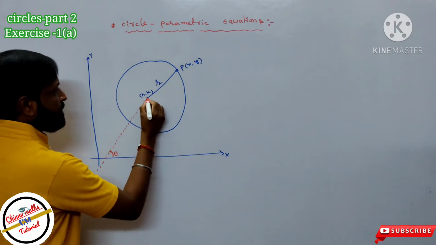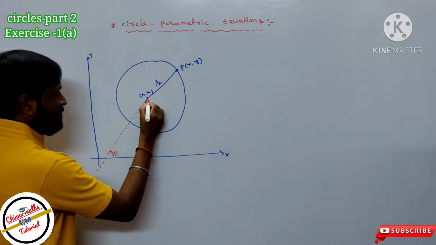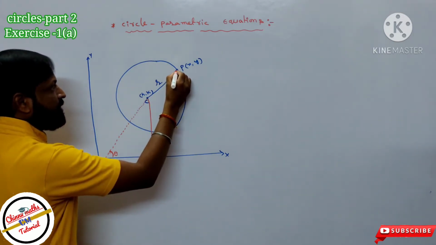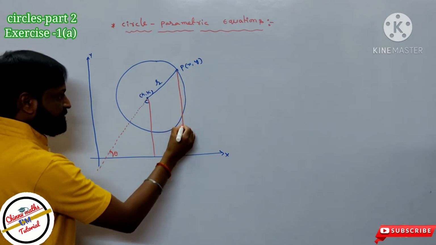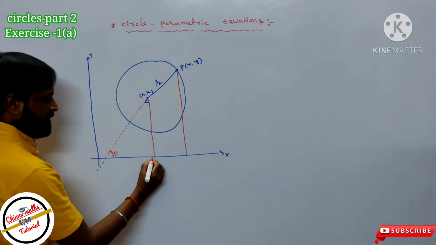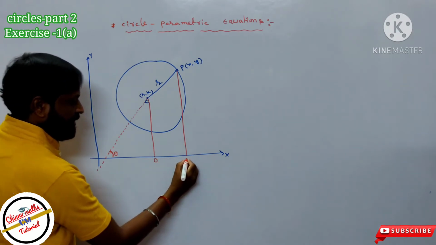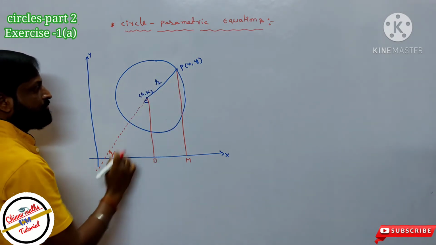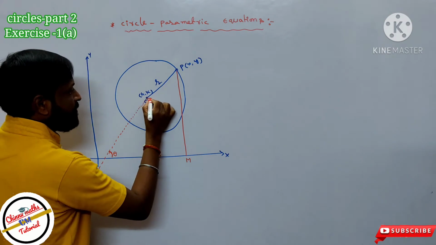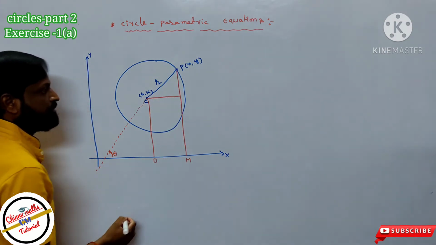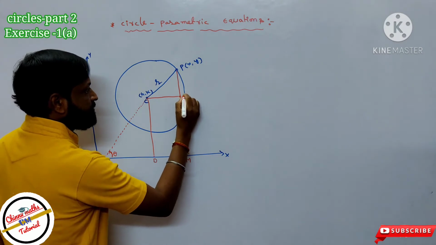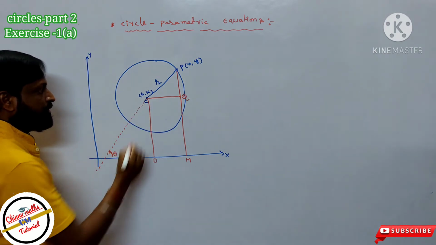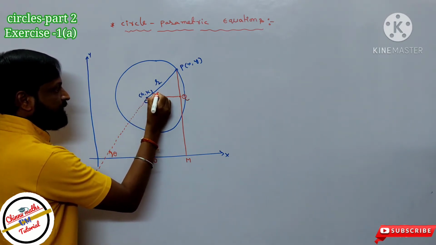Then draw a perpendicular line from C to the x axis, and another perpendicular line from P to the x axis. They meet the x axis at the points D and M. D, M are the projections of C and P. Take one more perpendicular line from C to the line PM; it meets at point Q. Q is the projection of point C. This is the angle theta.